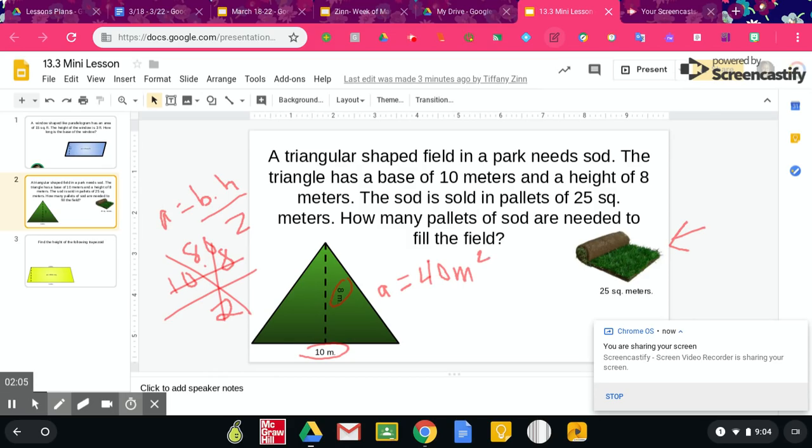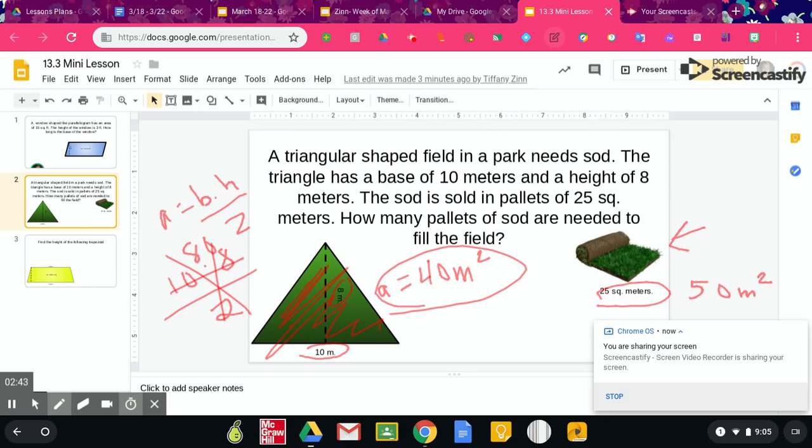Okay, so in order, the entire inside of this is 40 meters. They're trying to fill it with this sod, like the grass, and the sod is sold in pallets of 25 square meters. So our job is to find out how many we would need to fill the entire field. So one pallet of sod isn't going to be enough because it would only cover a little over half of this triangle. So we'd have to get 2 pallets of sod. So 2 of these would mean you'd have 50 meters squared. So you'd have a little bit too much because you really only need 40, but you have to have enough to cover the entire thing.